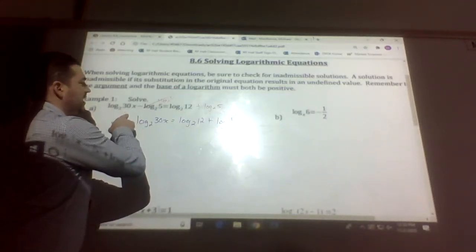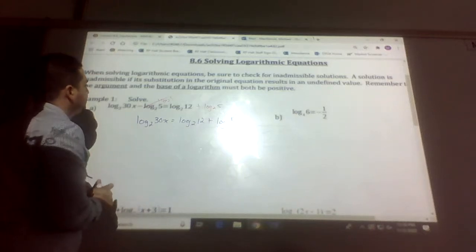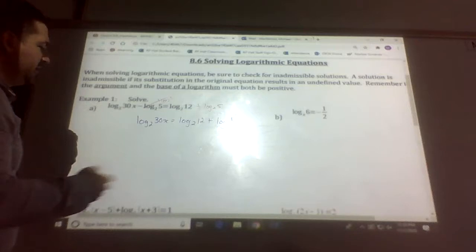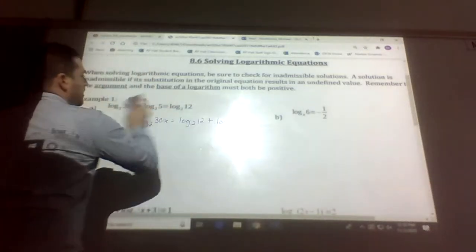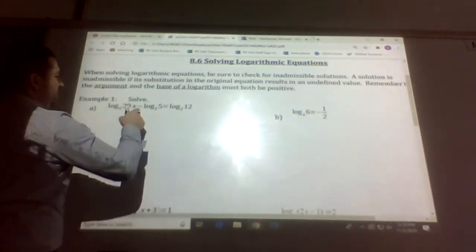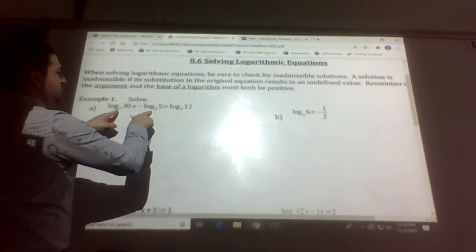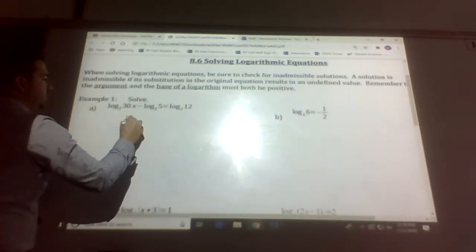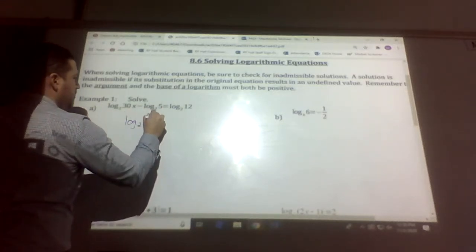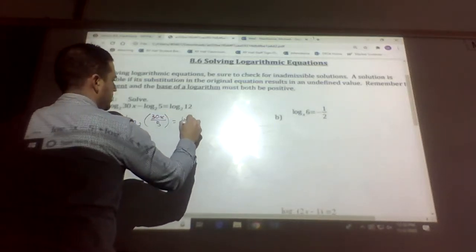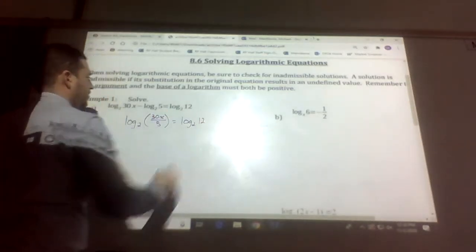I probably could have just left it there. Yes, I could have. Let me rewind. I shouldn't do that. That makes things more difficult. What we're going to do here is divide. So we have subtracting, we have logs base 2, they're the same base, so since we're subtracting, we're going to divide these. So we get log base 2 of 30x divided by 5 equals log base 2 of 12.